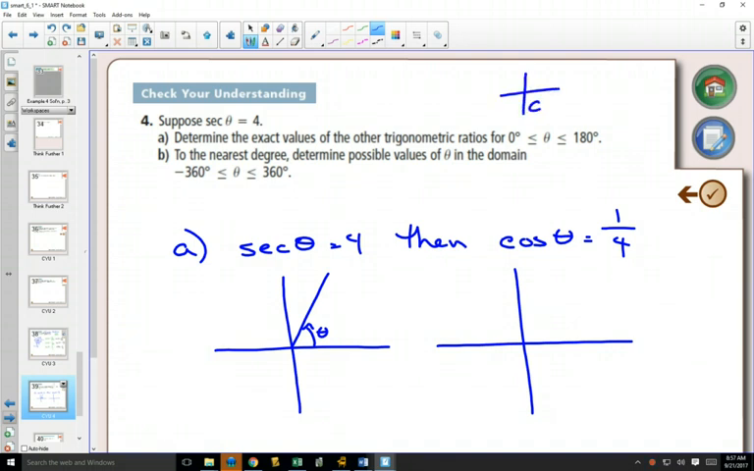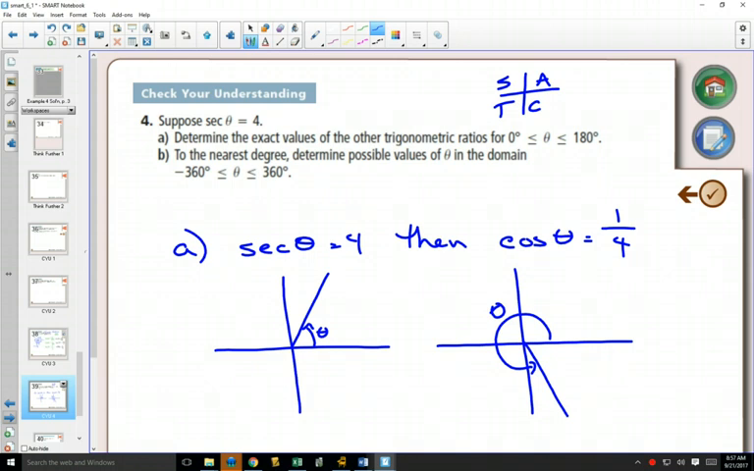Remember, your CAST rule says where things are positive. The A means all of them are positive. The S in quadrant 2 says only sine is positive in quadrant 2. The other ones, cos and tangent, are negative. Cos of theta is the adjacent over the hypotenuse. It could also be in quadrant 4, right? Yeah. And so your angle theta could also be this one in quadrant 4.